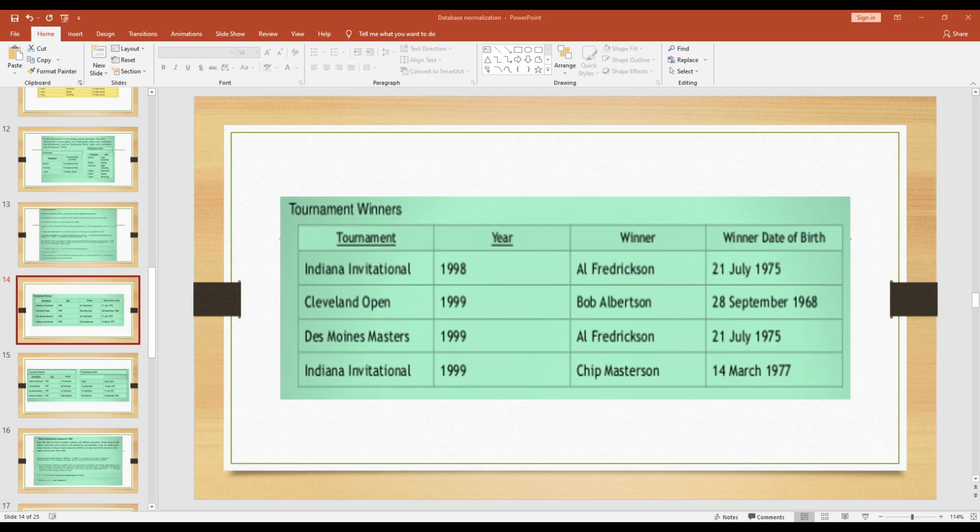The fact that winner date of birth is functionally dependent on winner makes the table vulnerable to logical inconsistencies, as there is nothing to stop the same person from being shown with different dates of birth on different records. In order to express the same facts without violating the third normal form, it is necessary to split the table into two.